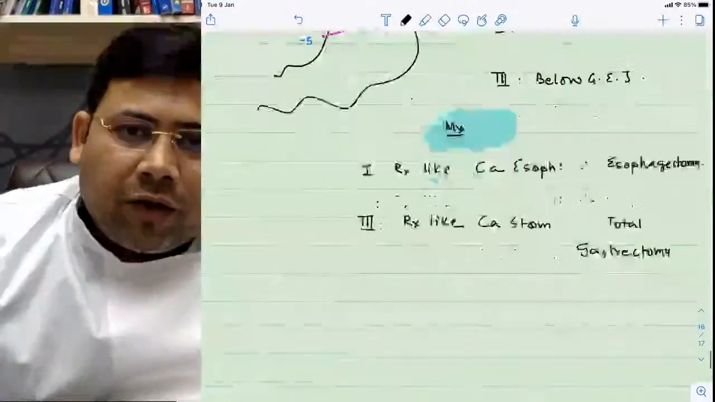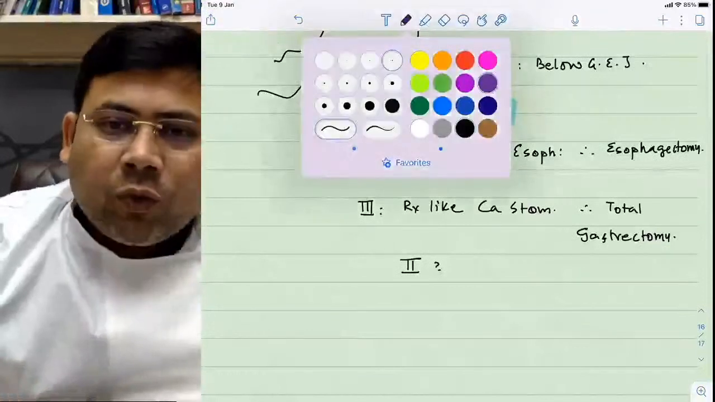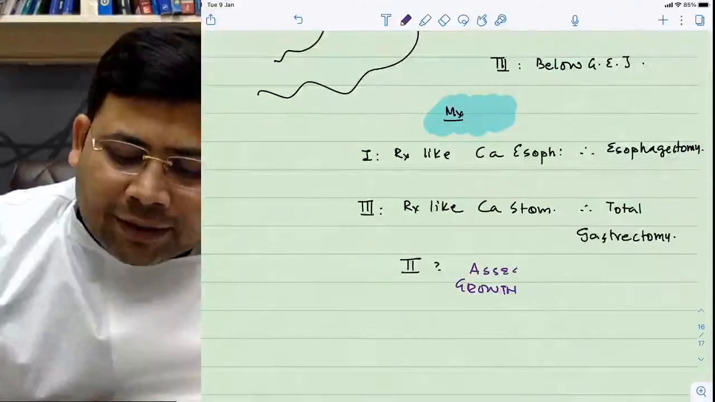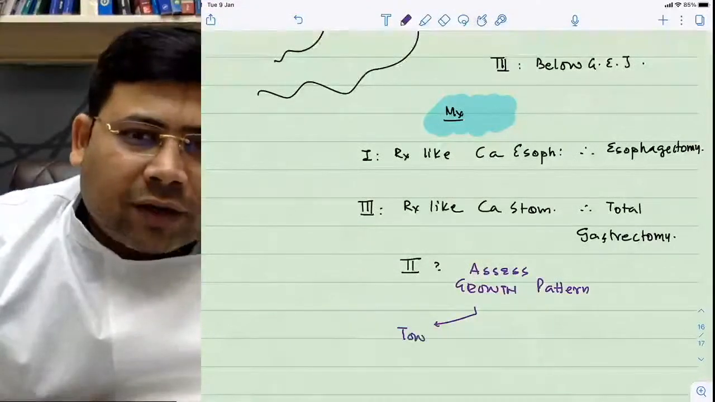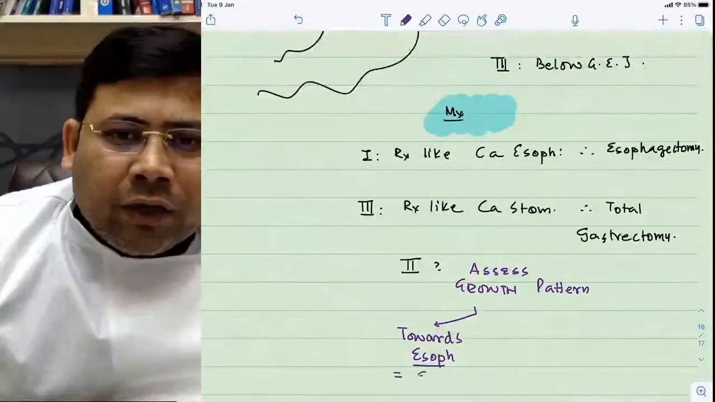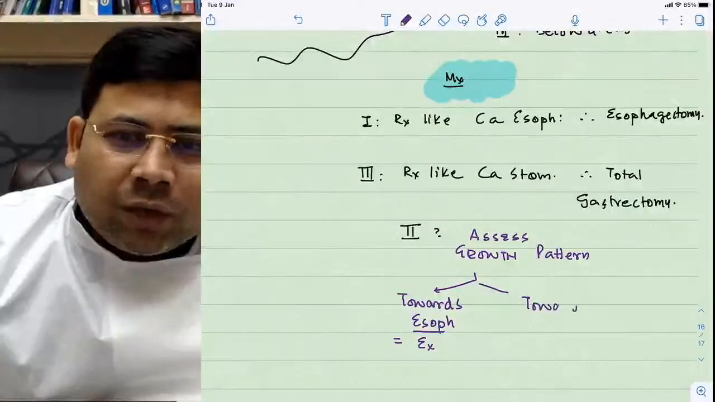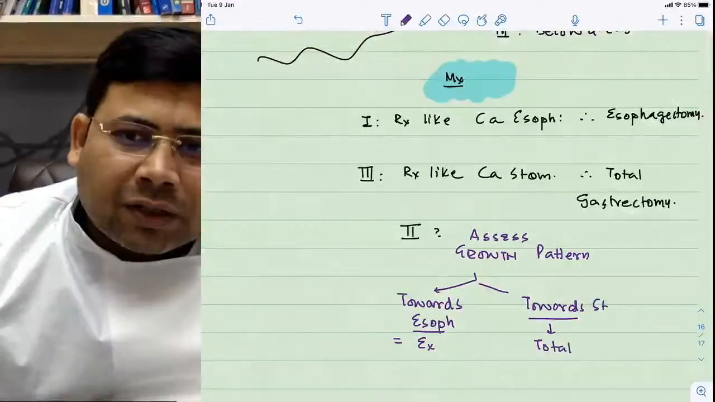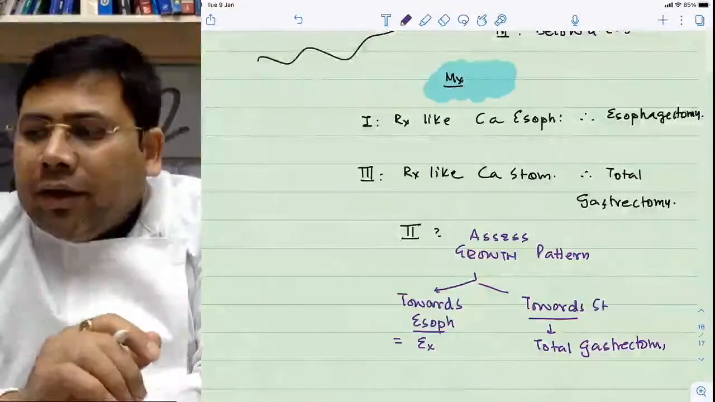Now if you talk about type 2, this is again a trouble. Here you have to assess the growth pattern. Remember, if the growth pattern is towards the esophagus, you do esophagectomy for them. If it is towards the stomach, you go for gastrectomy for them. Are you getting this? Any problem with this? In layman's language, I've just tried to simplify the management.